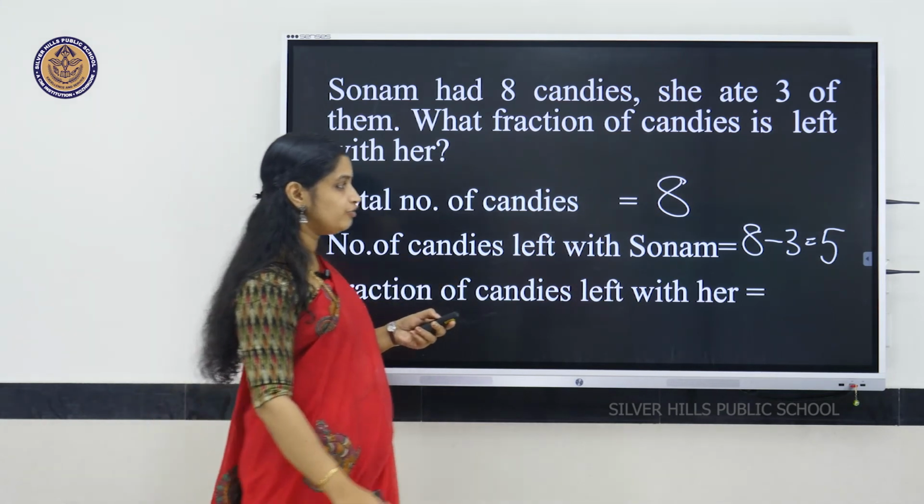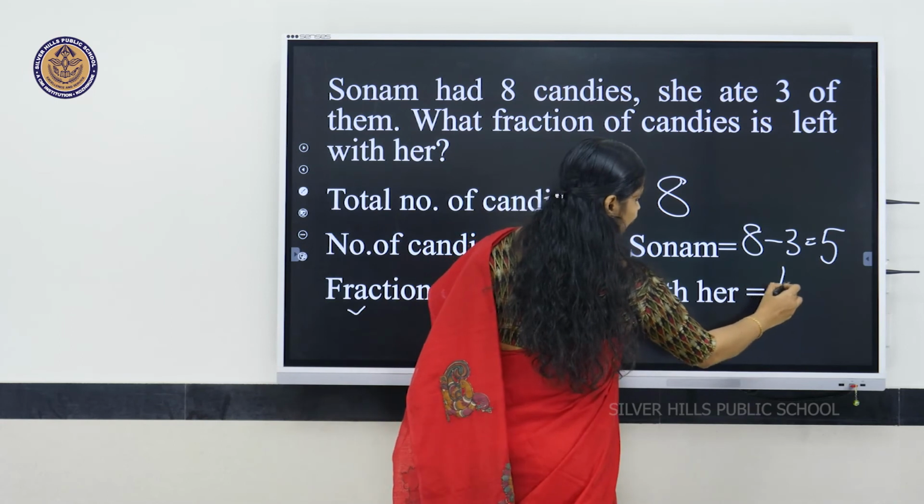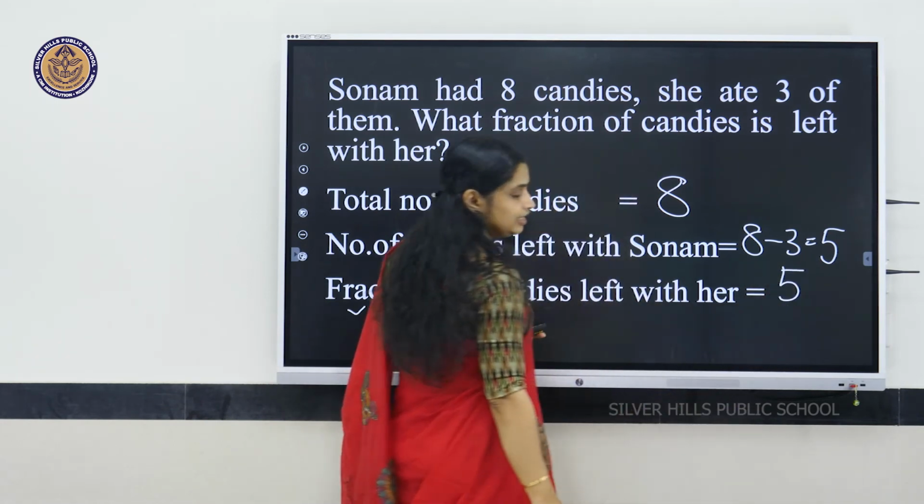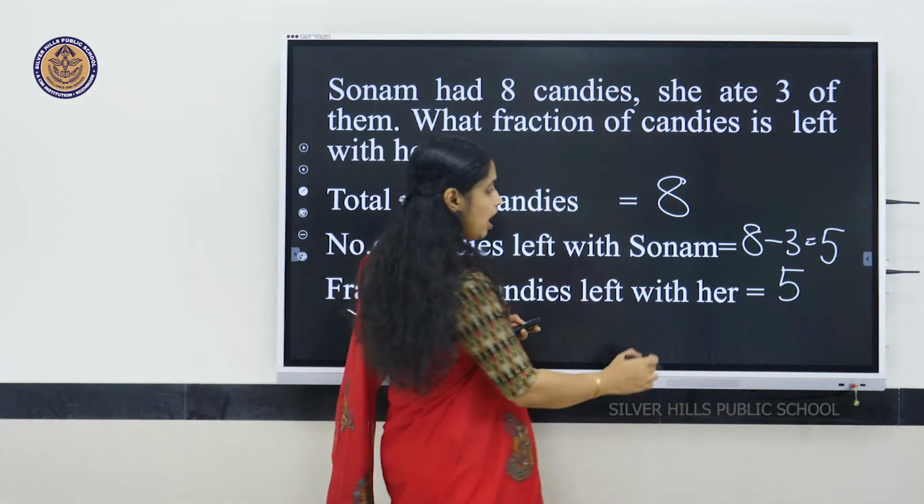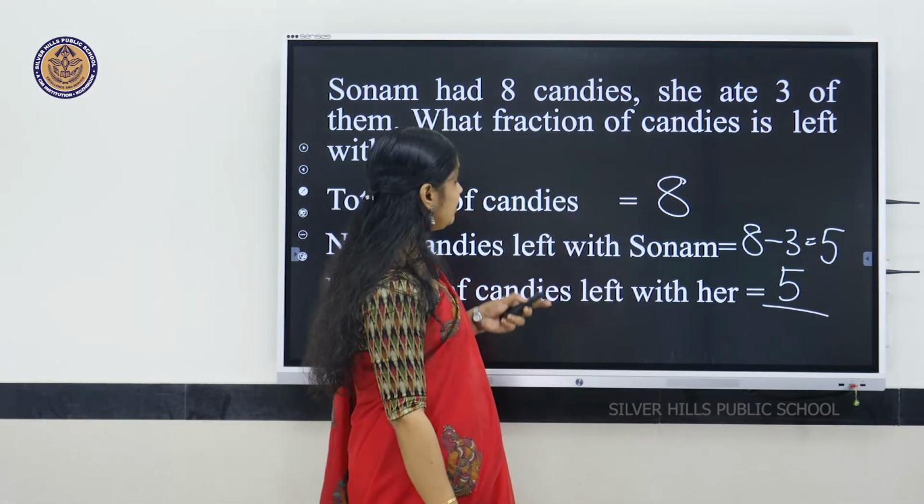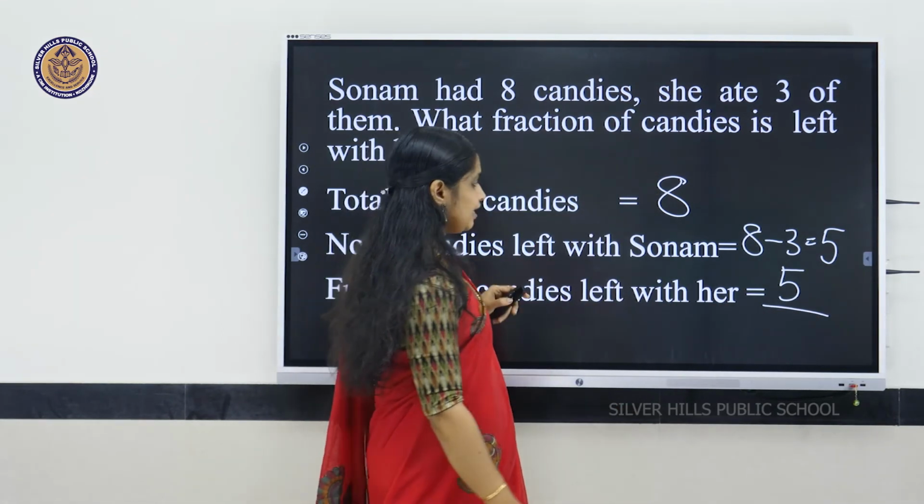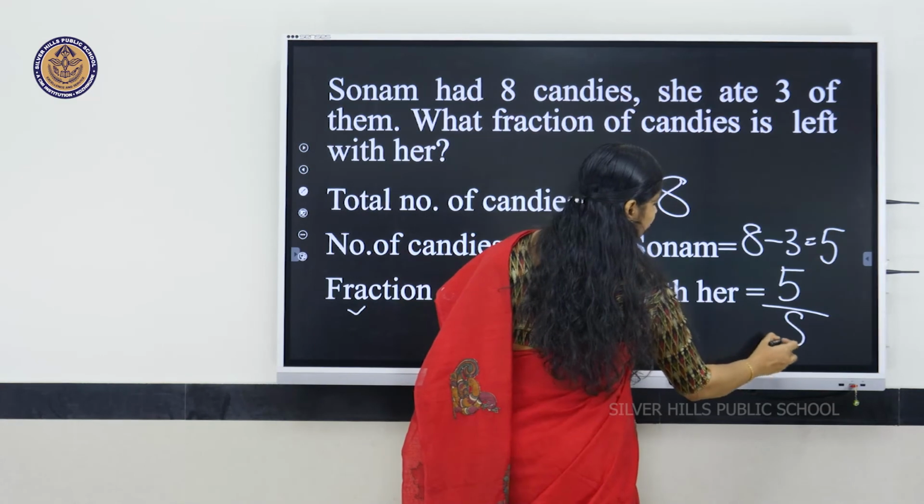Now fraction of candies left with her. How will we find the fraction? We got 5 candies left with her. Out of how many candies were there? 8 candies. So 5 out of 8.